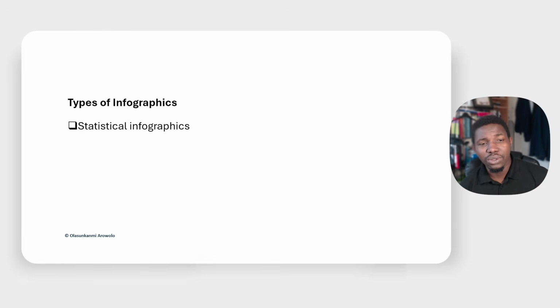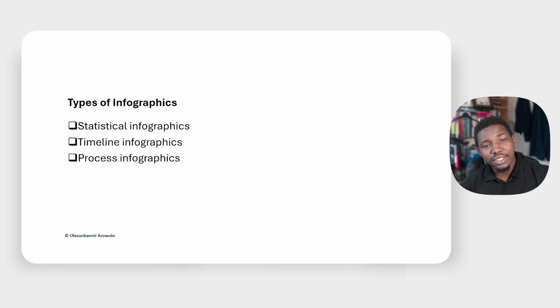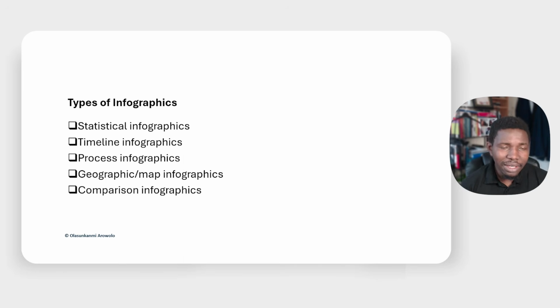We have statistical infographics, we have the timeline infographics, we have the process infographics, we have the geographical or map infographics, we have the comparison infographics. Now, what statistics does is that it reels out numbers. It gives you numbers for you to make some statistical comparison. Timeline infographics tells you the timeline, the storyline, the history of events. You understand? Right? Process shows you a step by step process.